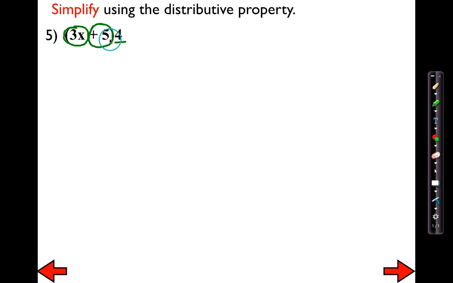Notice everything within the parentheses at this point is circled. So we're going to do 4 times 3x, which is 12x. 4 times 5 is going to be a positive 20. And there you have it.